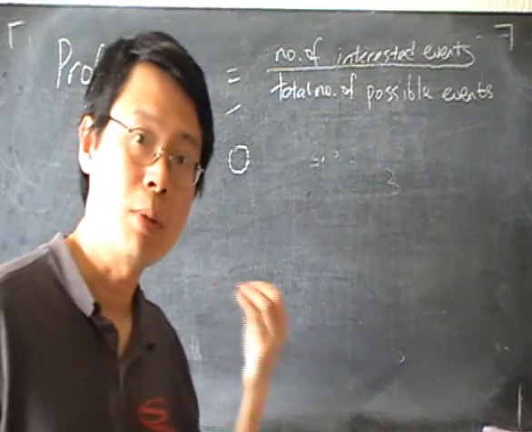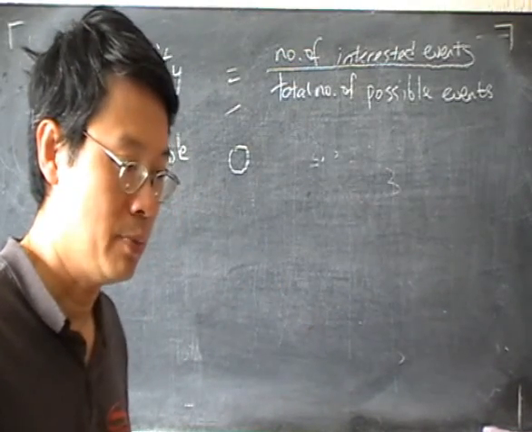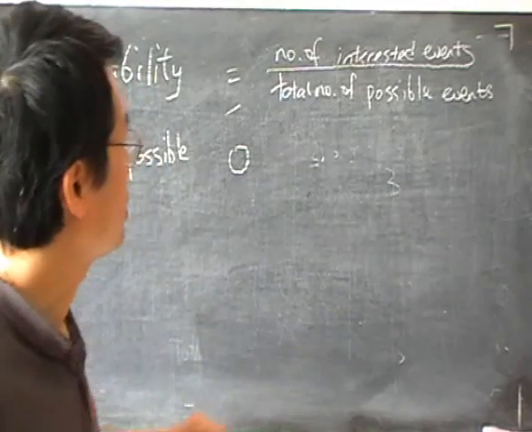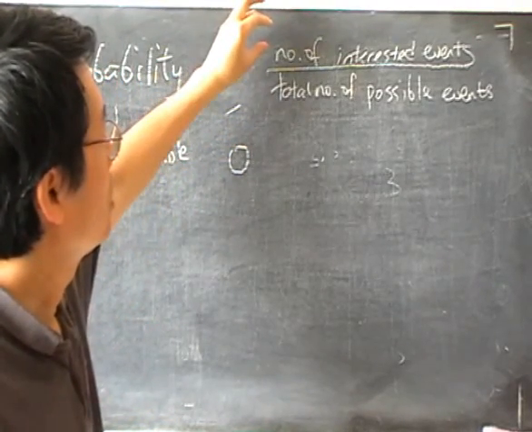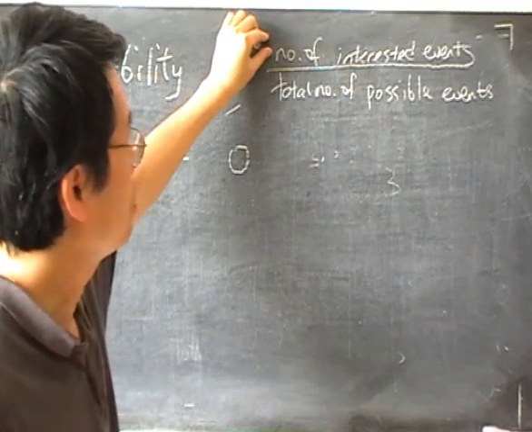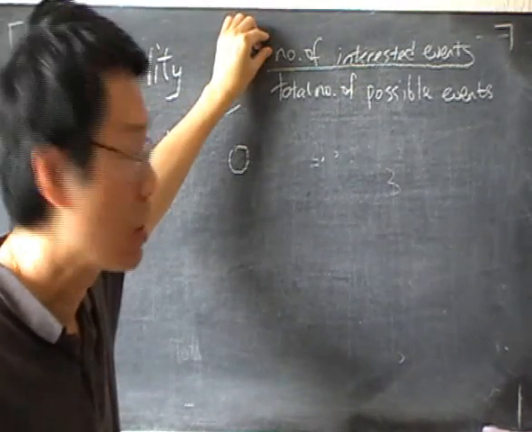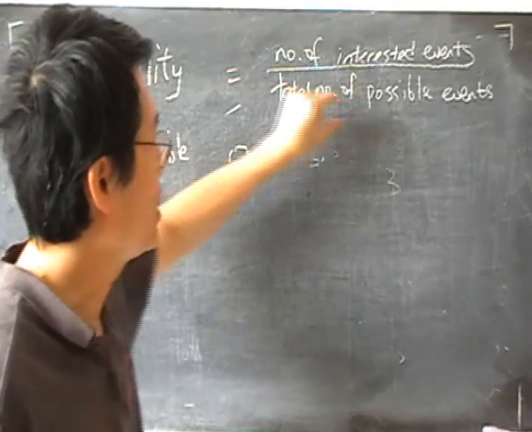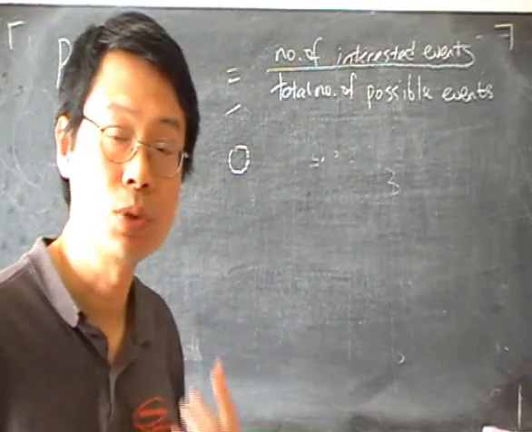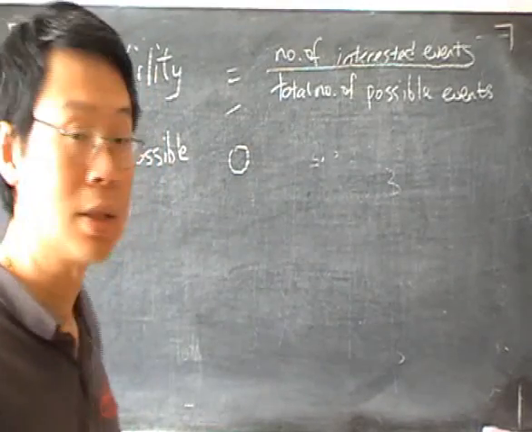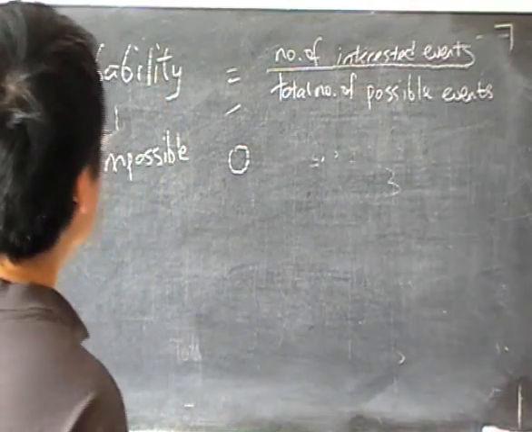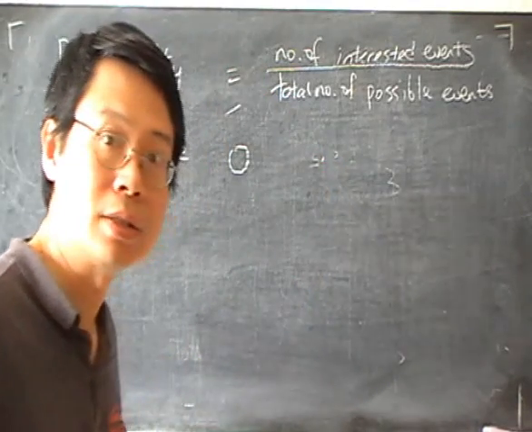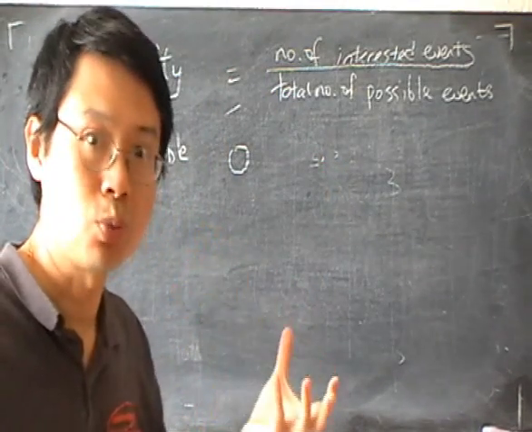Now, if you are talking about tossing a die, the numbers from 1 to 6 include all the possible events. So the number of interested events would just be 6. Okay? And when you divide 6 by the total number of events, which is also 6, the answer is 1. So that is the biggest number that you can get in a probability, which is 1.